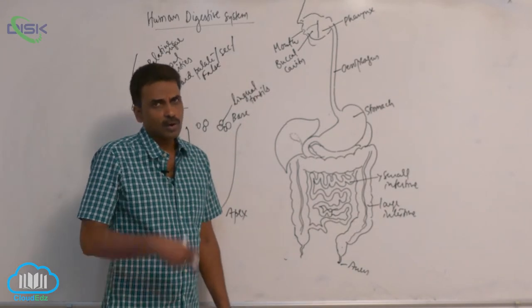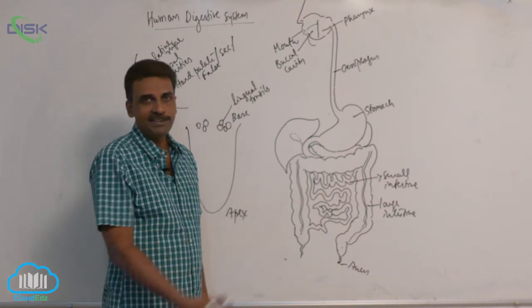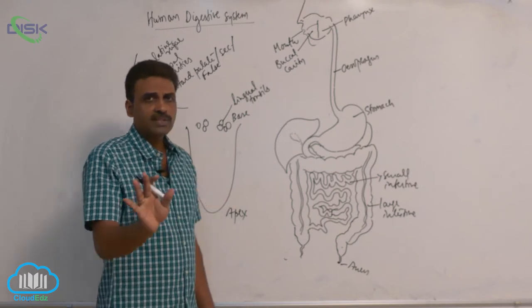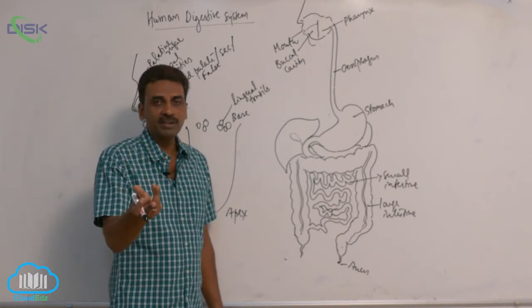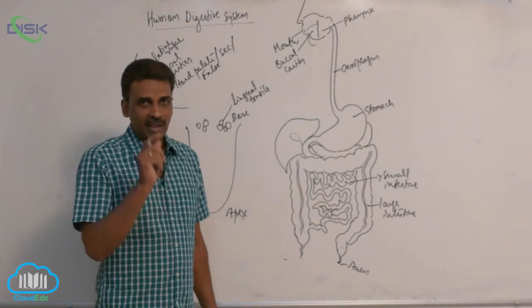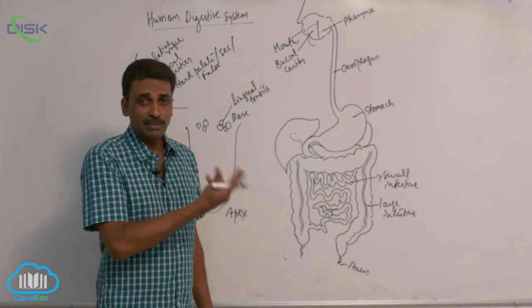Tonsils are also present in the pharynx. When we see the pharynx, we will discuss that area of tonsils. Wherever tonsils are present, they are a group of lymphoid tissues. They are immunocompetent. Their function is immune surveillance.